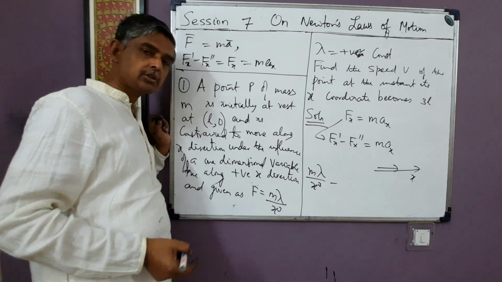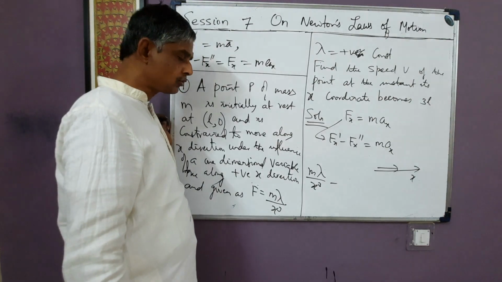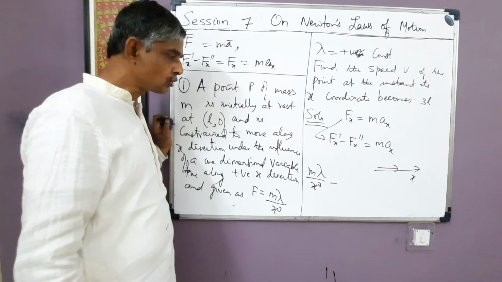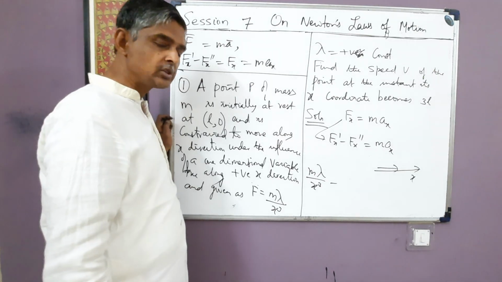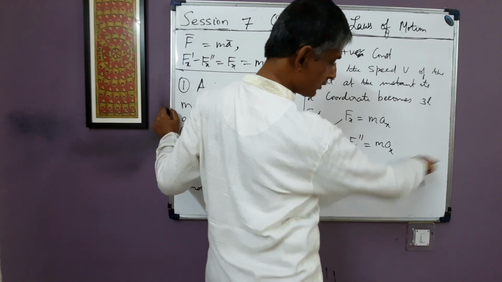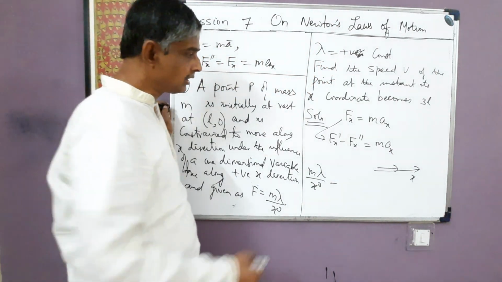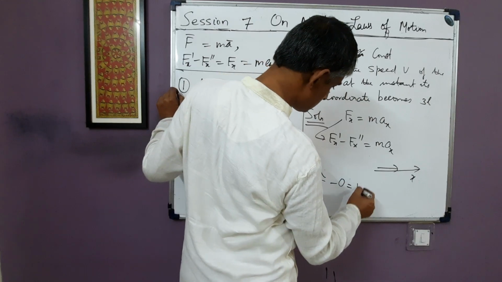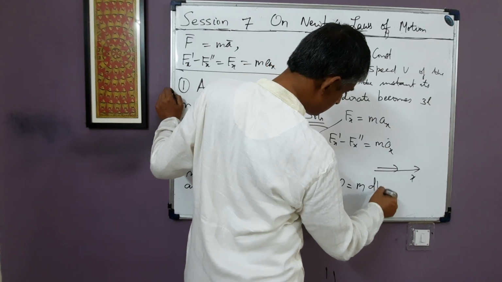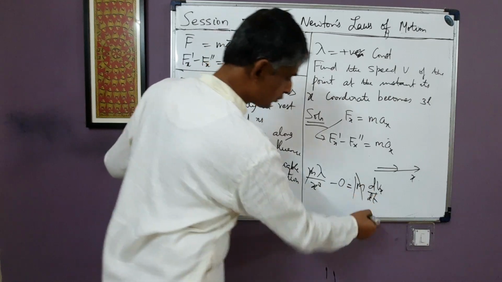What is Fx double dash? Fx double dash is the sum of magnitudes of x components of those forces on the particle which make an obtuse angle with positive x direction. In this case, only one force acts on the particle along positive x direction. There is no force on the particle which makes an obtuse angle with positive x axis. So Fx double dash becomes 0. Now ax will be written as dVx by dt. Now m and m will go away. Okay, these two cancel out. Fine.